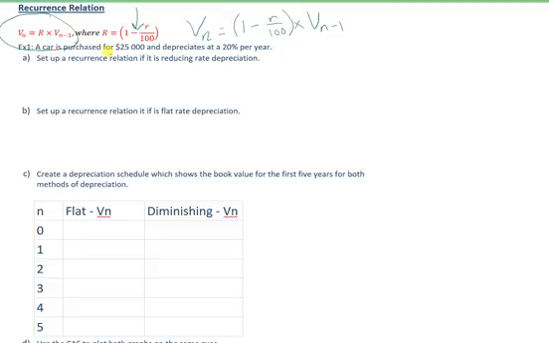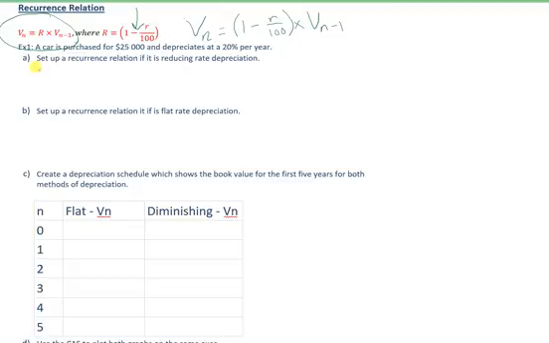So let's give this a try. We've got a car and it's purchased for $25,000. It depreciates at 20% per year. Notice I haven't said what type of depreciation, because I've broken it into two parts. Part A, set up a recurrence relation if it is reducing rate depreciation.